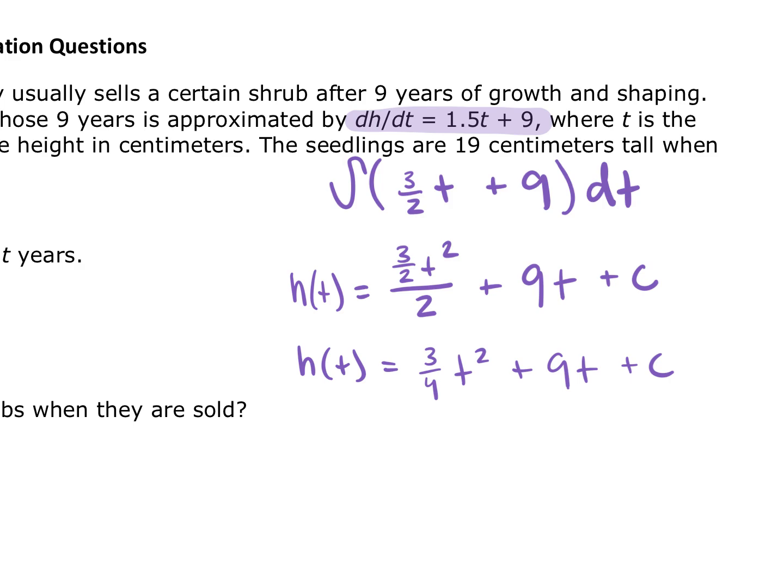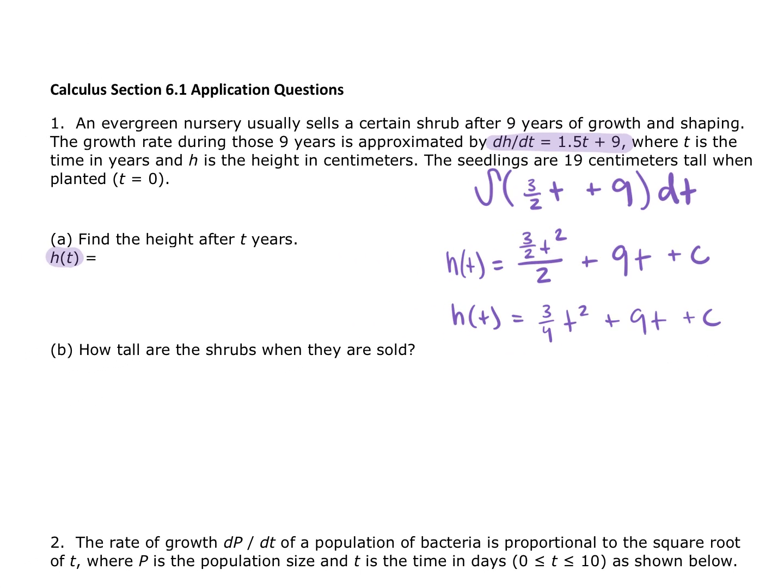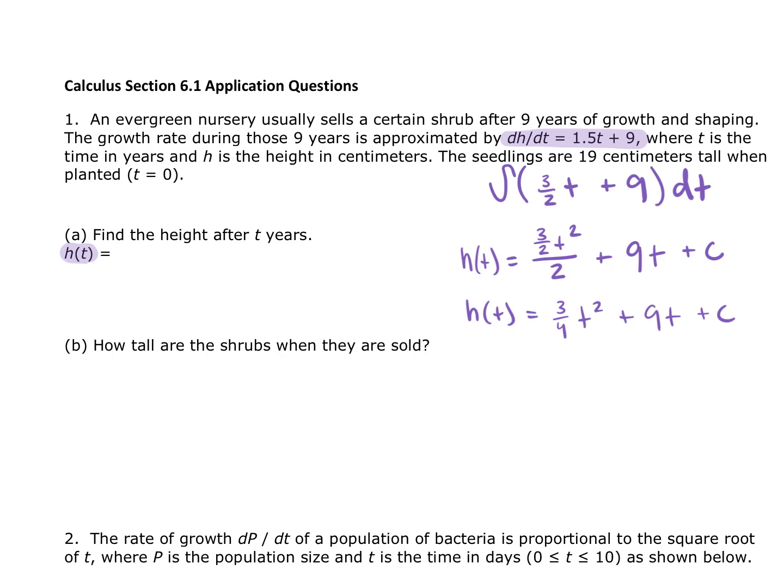Now we need to find what c is. Going back to the question, it says that the seedlings are 19 centimeters tall when planted. So when t equals 0, what does h equal? 19. The height would be 19. So if you wanted to think about this as a point, it'd be 0, 19, or h of 0 equals 19.